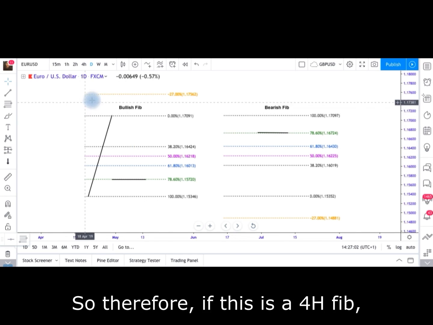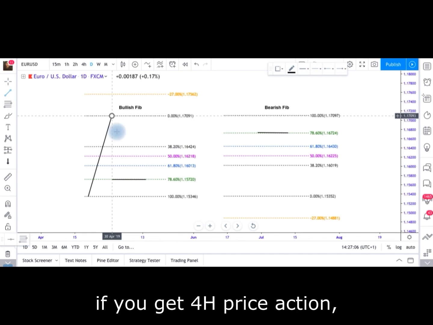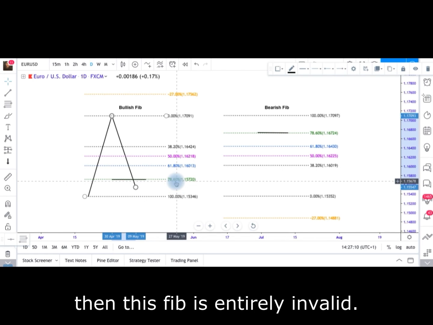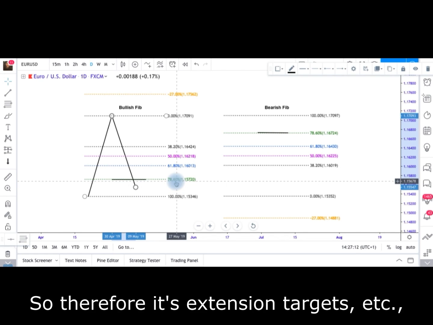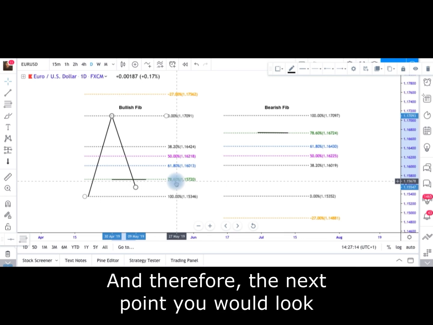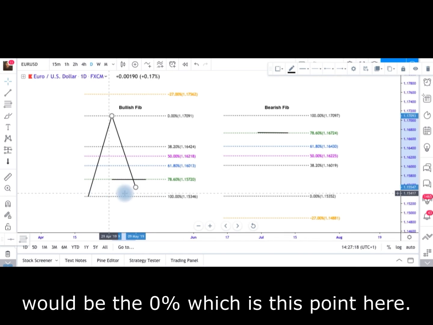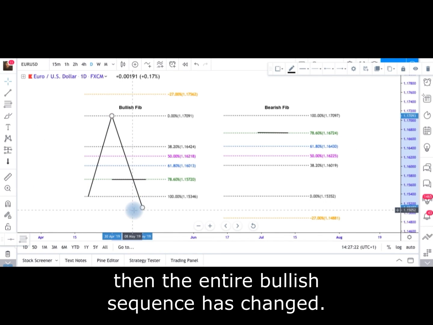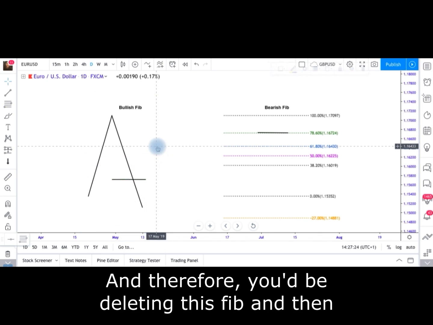So if this is a 4-hour Fib, and you get 4-hour price action which closes below the 78.6, then this Fib is entirely invalid. Its extension targets, etc., would be invalid. The next point you would look at would be the 0%, which is this point here. And if you break below this, then the entire bullish sequence has changed, and you would be deleting this Fib.